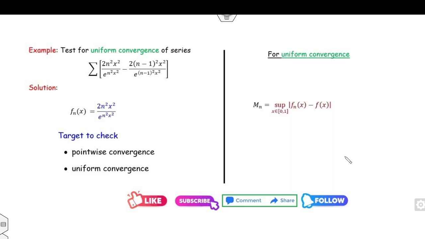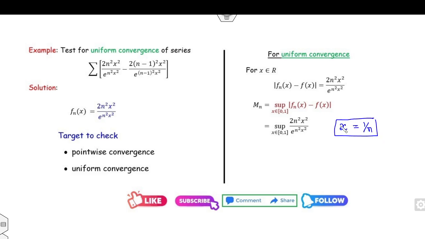Again, I can apply the Mn test. I can start with fn minus fx. I can substitute this value in the given expression. Again, my domain is 0, 1. I can choose any value of x, say again, x is 1 over n. So what is the value of Mn? It's 2 over e, which does not go to 0 as n approaches infinity. That means the series un is not uniform convergent on R.